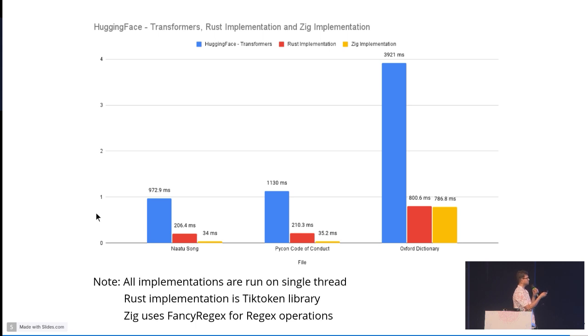For Natusong and the Python code of conduct, it was giving good performance. But for the Oxford Dictionary, the performance wasn't great. Going from the code of conduct, it's linearly 4x for the pure Python implementation and also for the Rust implementation, but for Zig, it's not 4x. So I still need to dig deeper into why that's happening. But Zig was performing superbly.